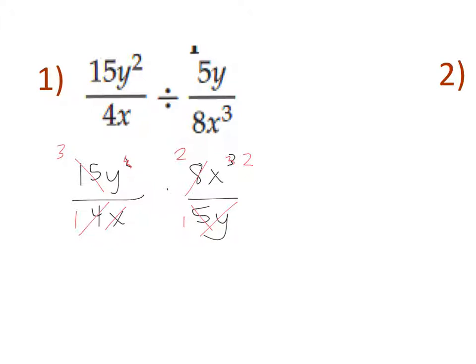Now I could look at if there's anything still left over needing to simplify, and I don't believe there is. So I have 3y times 2x squared, so that would be 6x squared y over 1 times 1, so I would have 6x squared y over 1, and I don't need the over 1. So my final answer would be 6x squared times y.